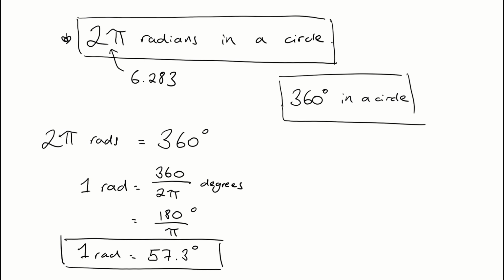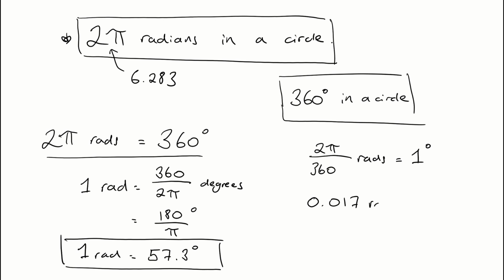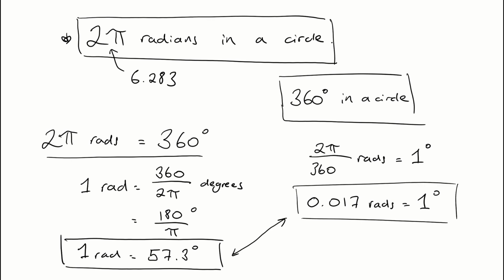We can also work out, based off of this information, if I was to divide both sides by 360. So I see that 2 pi over 360 radians is equal to 1 degree. And again, if I did my 2 pi divided by 360, I see that I get 0.017 radians is equal to 1 degree. So these pieces of information here, this one here and this one here, can help me convert my radians into my degrees. And the way that we worked that out was off of this really important piece of information.